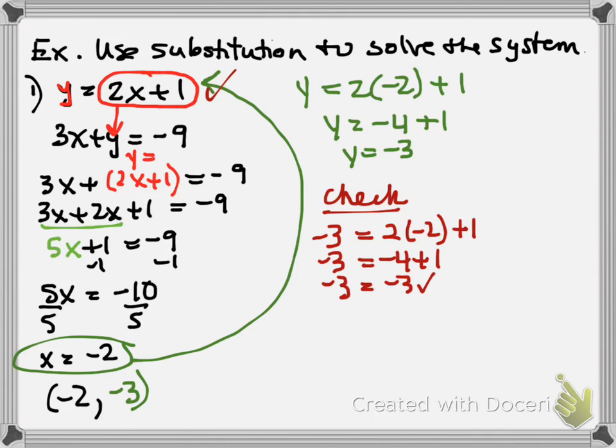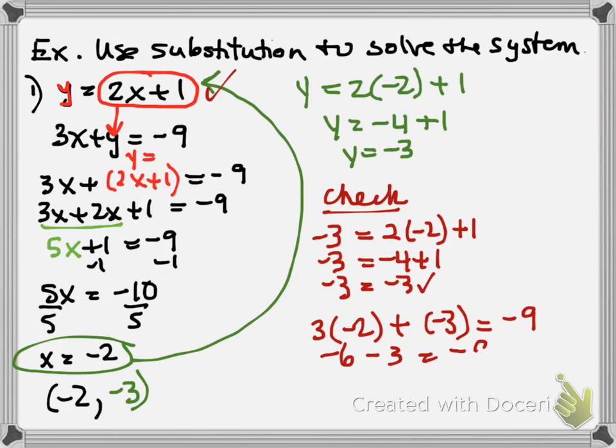Let me see if it satisfies the second one. 3 times -2 plus -3. Question is, does that equal -9? So let's see, we get -6 minus 3, -9. Signs are the same, so I add them up, and I get -9 equals -9. So check, it satisfies the second equation. So I'm confident that that's my answer. Certainly a lot more precise than graphing, right? And that's all that we do. Okay? Let's go ahead and do another one.